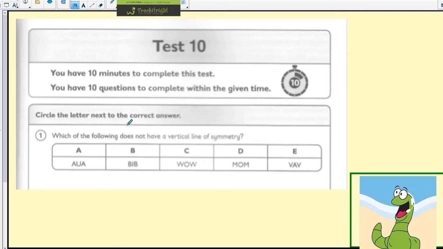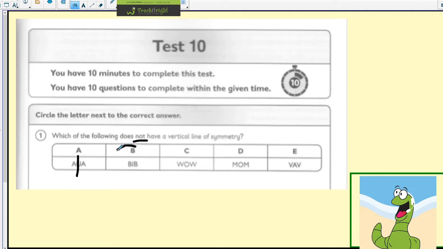Right, let's start going through the questions. So, which of the following does not, that's something I underline straight away, have a vertical line of symmetry? Well, a vertical line of symmetry is where you can fold it down the center and you have the same thing on either side. So if you were to hold your hands up to your face, you'd notice the thumbs are both pointing opposite direction. That right there is a vertical line of symmetry.